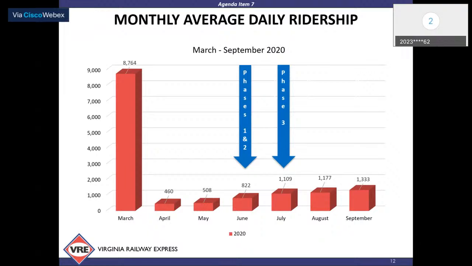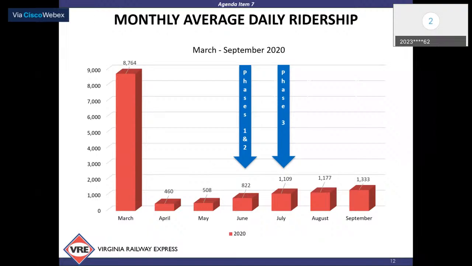The average daily ridership for September was just over 1,300 people for the month of September. And again, as I've mentioned before, even from an average daily ridership perspective, it continues to increase, albeit one rider at a time.